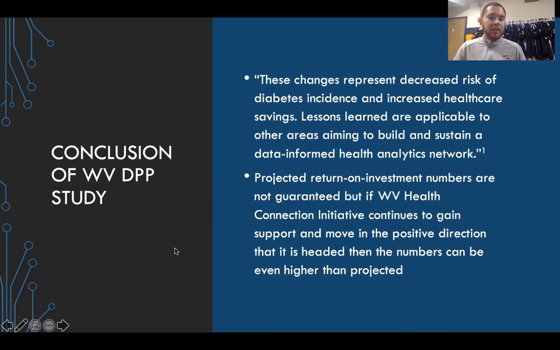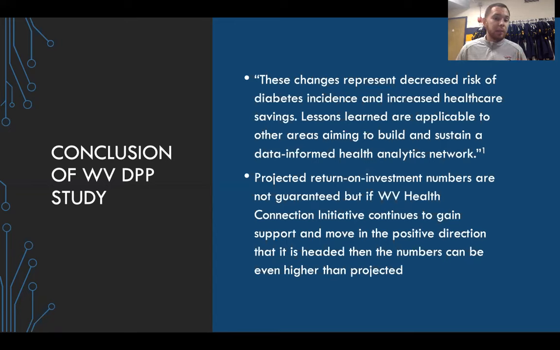Coming from the article, it says these changes represent decreased risk of diabetes incidence and increased healthcare savings. Lessons learned are applicable to other areas aiming to build and sustain a data-informed health analytic network. So it's talking about health informatics, and it's going to help build, sustain, and eventually improve on a data-informed health analytic network. So it's awesome. We're using our electronic medical records, and we're going to create a network that's going to work cooperatively with other health systems, all for this diabetes prevention program.